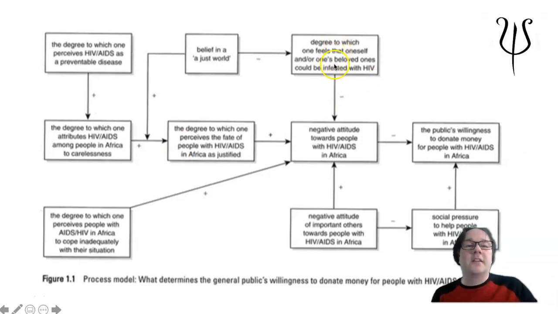And it might affect the degree to which one feels that oneself and or someone they love could be infected with HIV. If you have a belief in a just world, you're less likely to think that you're going to get, say, HIV or AIDS in this example, or someone you love will get HIV/AIDS. Why? Well, because I'm a good person, and the people in my family are good people, and bad things only happen to bad people, right?